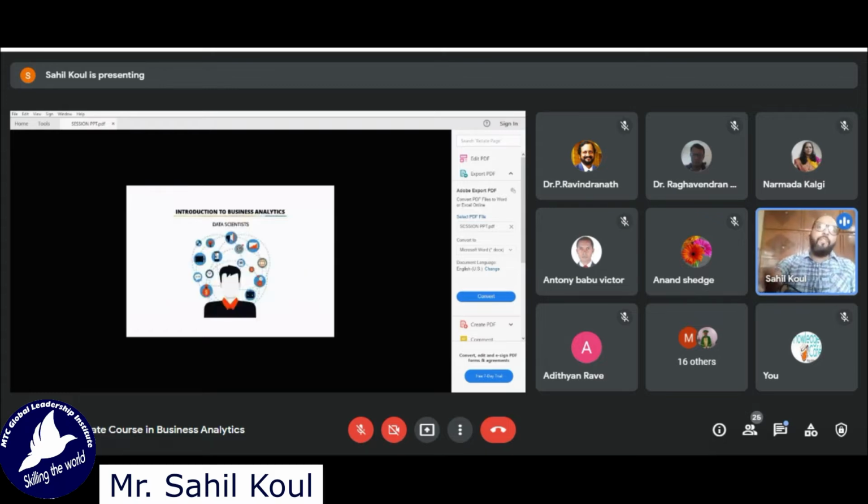If we talk about the people who work on business analytics, they are called analysts or sometimes data scientists. And why do we call them data scientists?